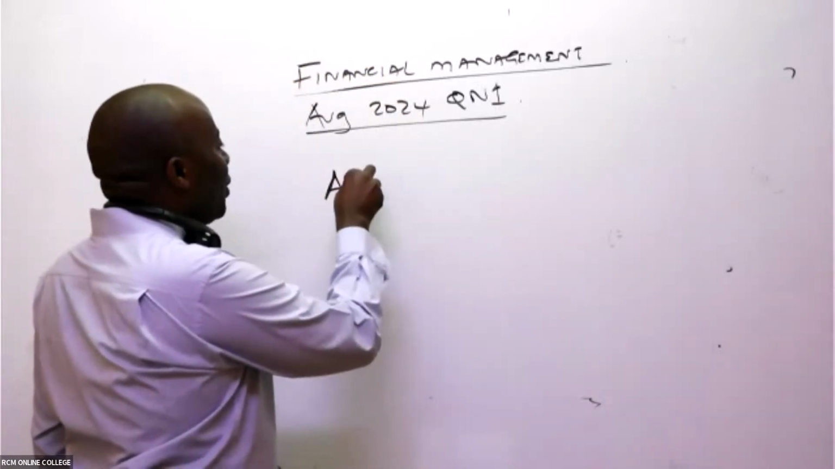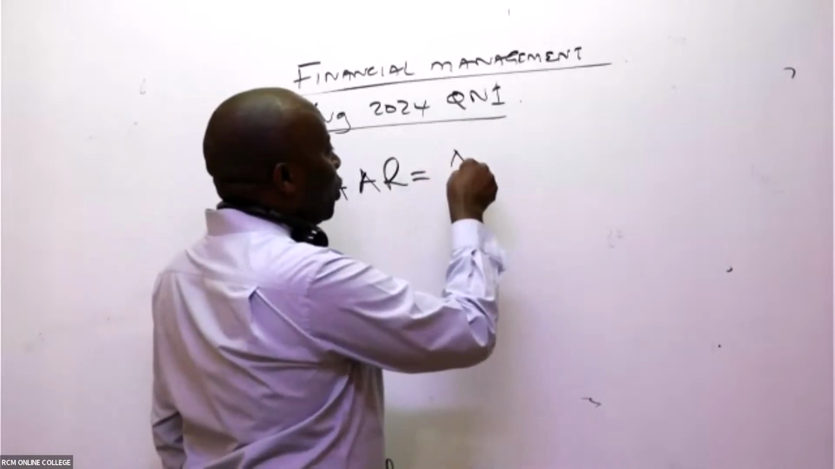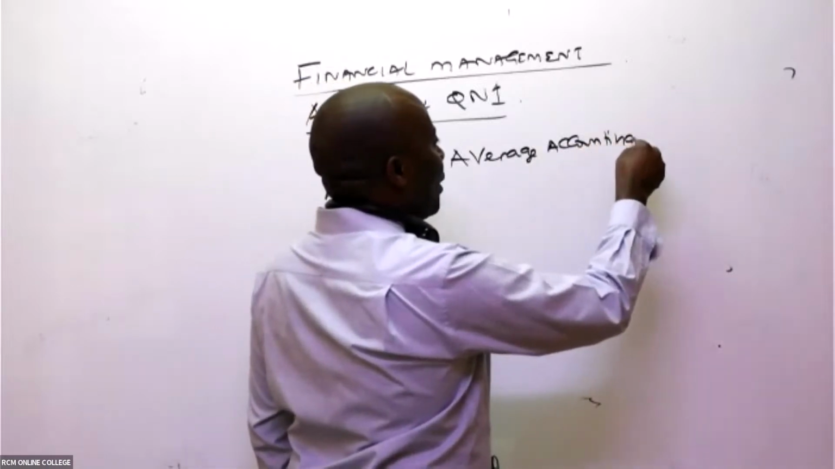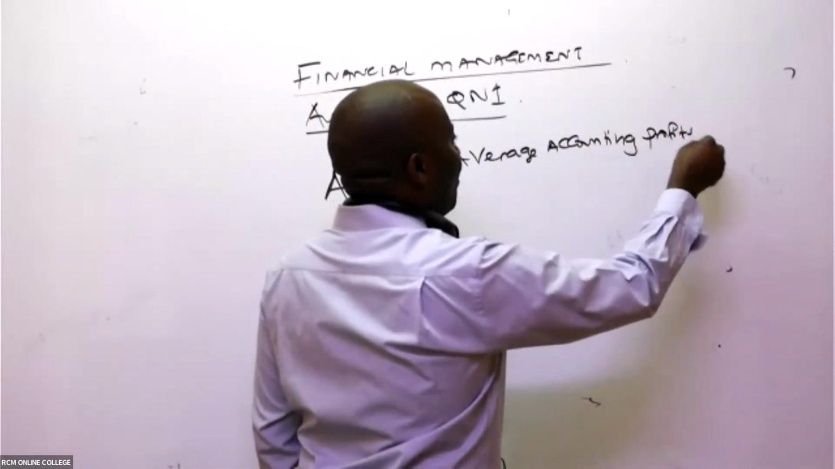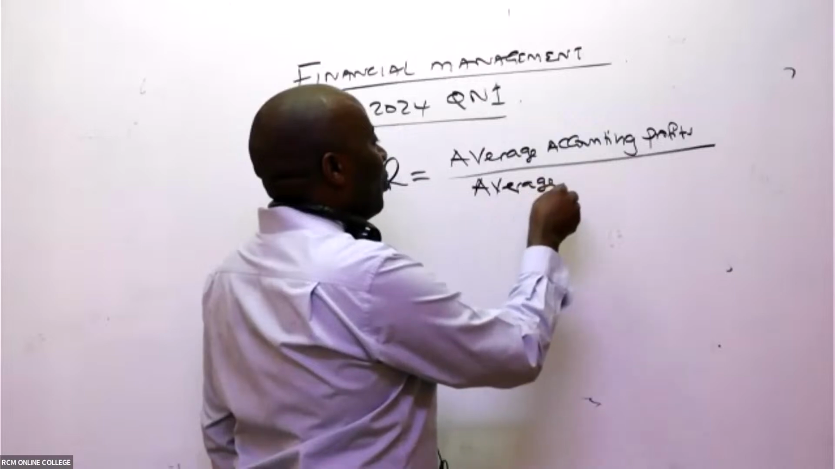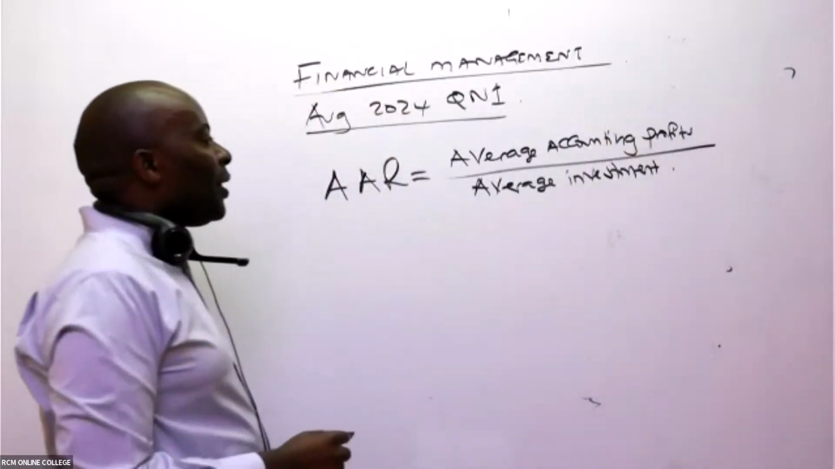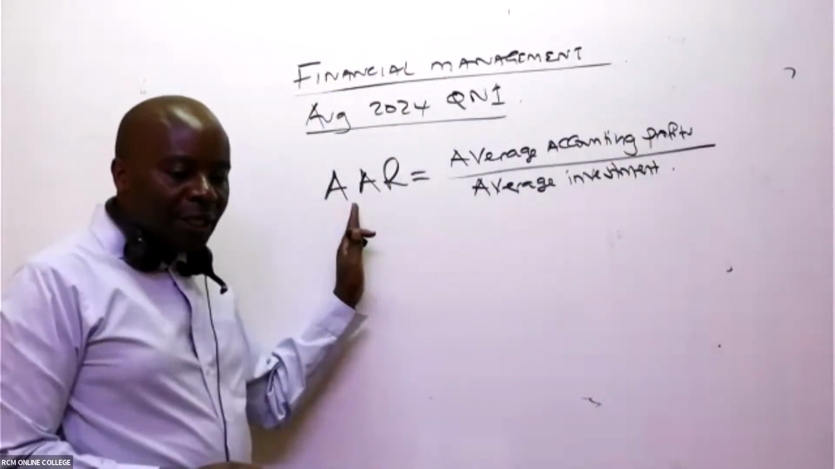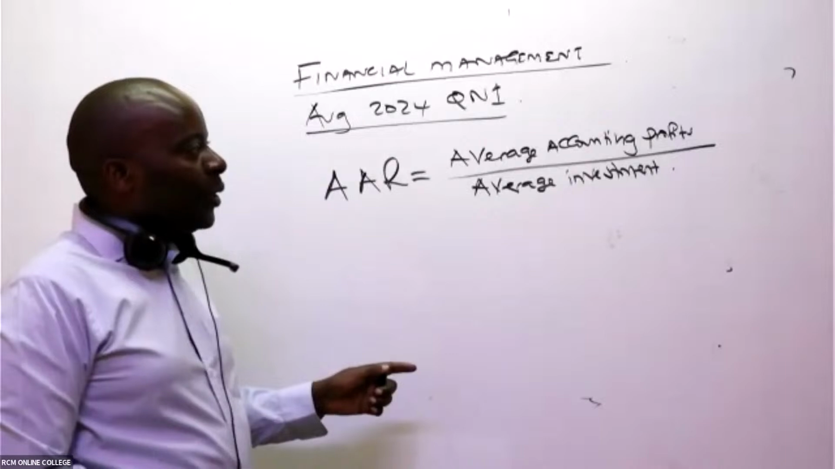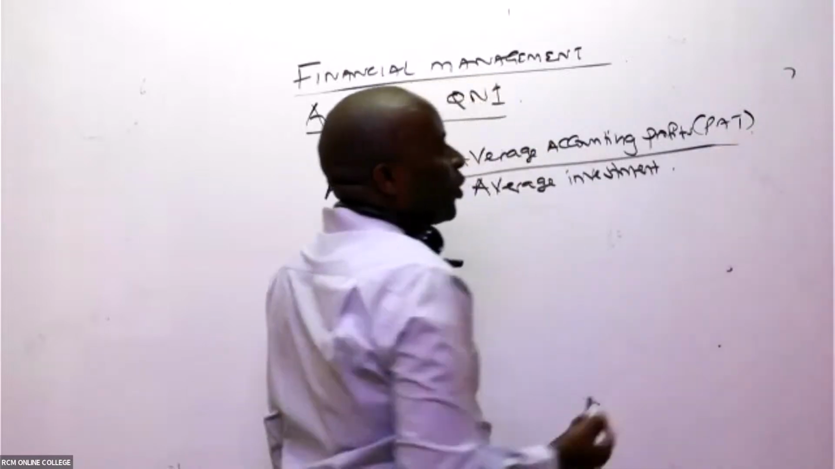We know that the average accounting return will be the average accounting profits all over average investment. This is how we get our average accounting return. We take the average accounting profits, preferably the net income, so preferably the profit after tax.